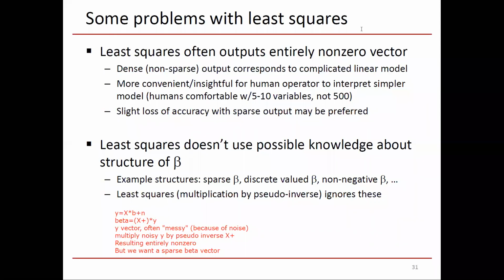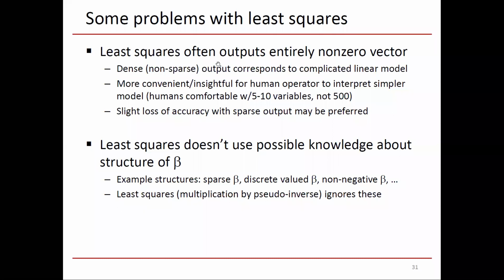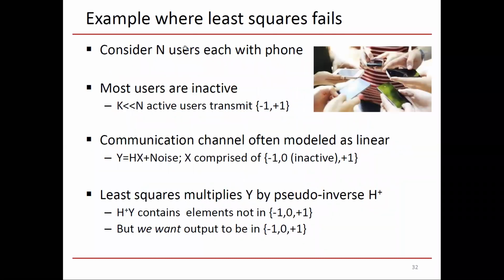All right, so let's clear the drawings and move on. So here's an example. Consider a communication problem. You have n users, and most of the users are going to be inactive. K out of the users are going to be active. K is much smaller than n. And each of the active users maybe transmits a -1 or a +1. The inactive ones, of course, are transmitting a 0.